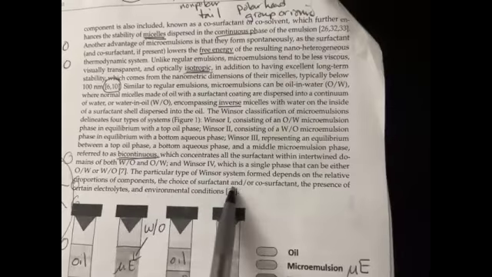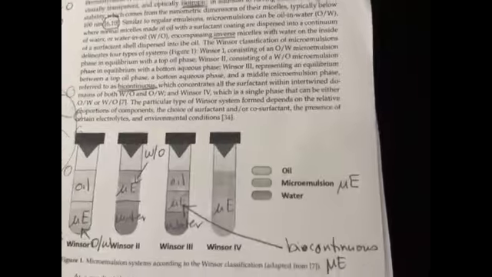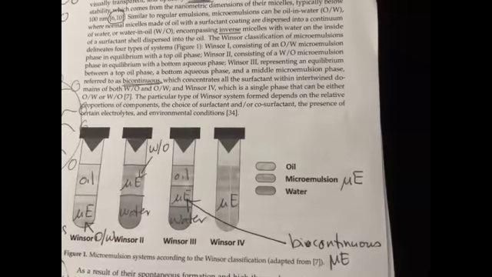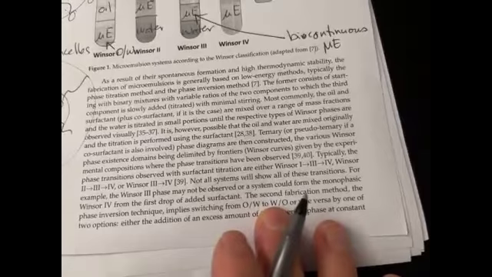And Windsor 4, which is a single phase that can be either oil in water or water in oil. Oh, there's reference 7 again. The particular type of Windsor system formed depends on the relative proportions of components, the choice of surfactant and/or co-surfactant, the presence of certain electrolytes, and environmental conditions. So, lots of possibilities for the Windsor 4 here. But lots of questions, like why is it oil in water? Why is it water in oil? We'll have to come back to that. Maybe it'll answer them.